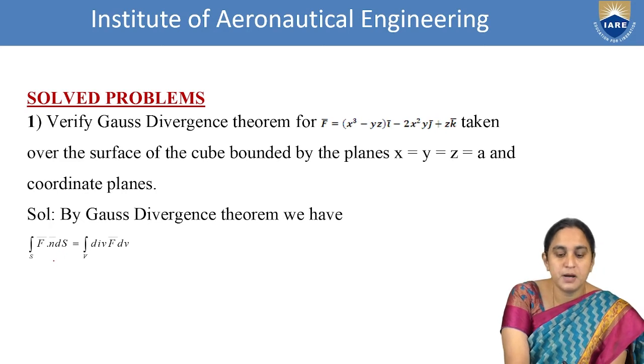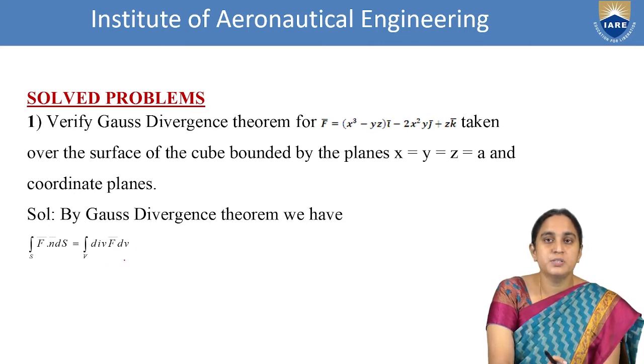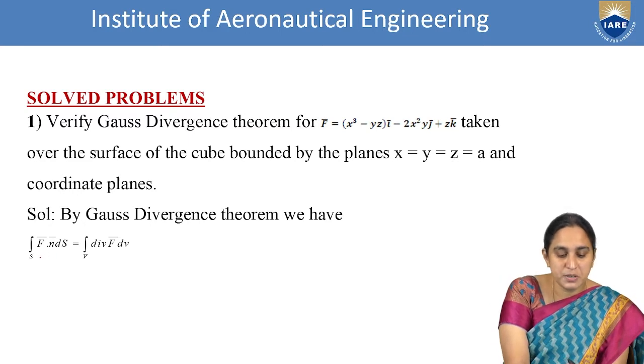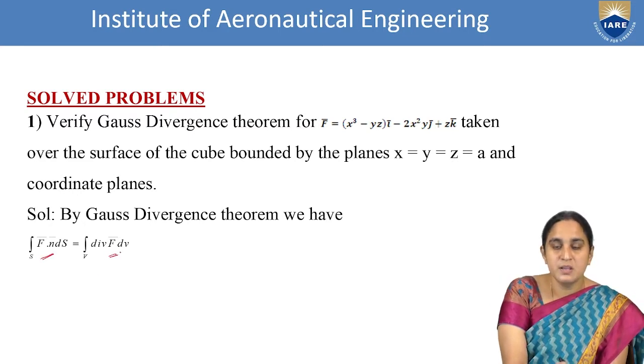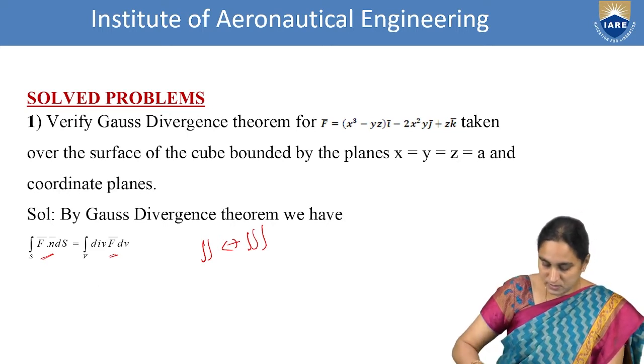By Gauss divergence theorem, what is the statement? Integral over S of f bar dot n bar dS is equal to integral over V of divergence of f bar dV. The main use of this theorem is transformation between surface to volume or volume to surface. That means double integral to triple integral or triple integral to double integral form. If we solve these two and LHS and RHS are both equal, then Gauss divergence theorem is verified. Okay, now the procedure for this question.